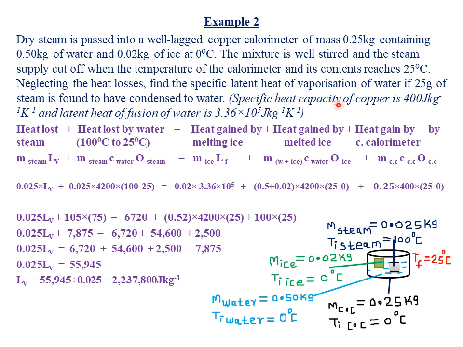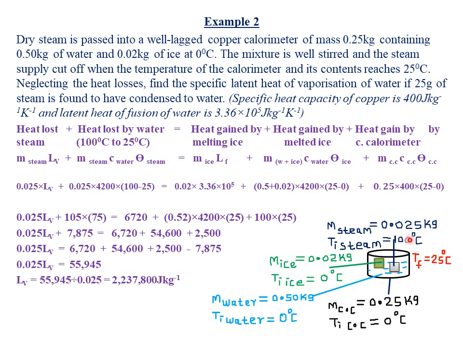Then we are given that the specific heat capacity of the copper calorimeter is 400 joules per kilogram per Kelvin, and the latent heat of fusion of water is 3.36 times 10 to the power 5 joules per kilogram. So because no heat is getting lost, from the law of conservation of energy, all the heat that is lost must be equal to all the heat that is gained. So we need to identify the substance that is losing heat and the substance that is gaining heat. So we just look at the final temperature and compare with the initial temperatures.